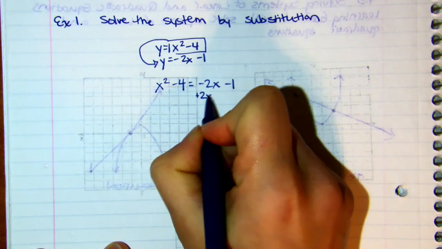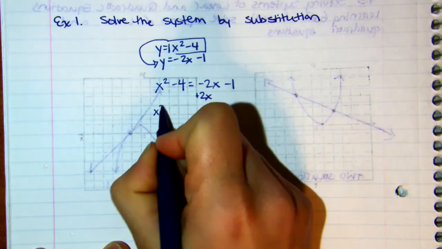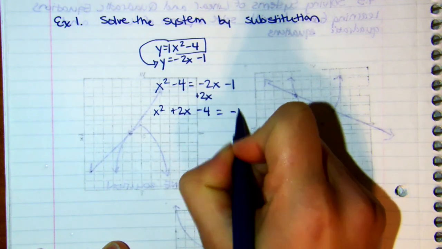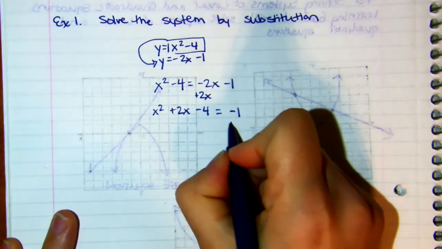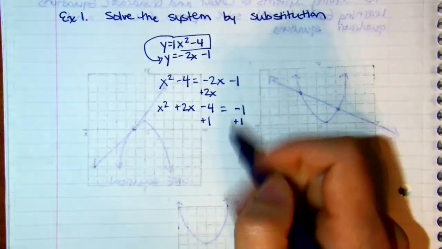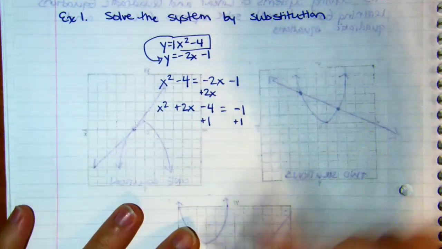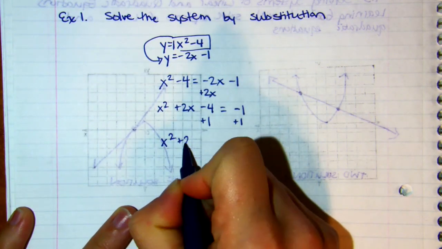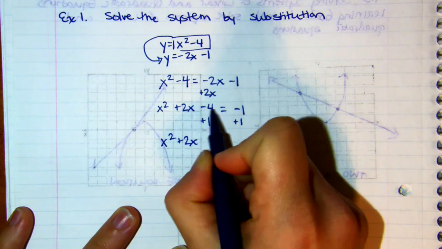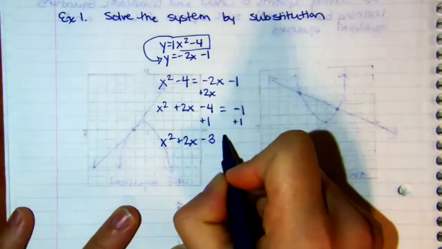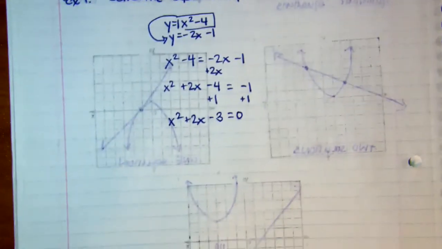So I'm going to add 2x. I have x squared plus 2x minus 4, and that's going to equal negative 1. And I'm going to add 1 to each side. Of course, you could have done that in one step, but I broke it into two to make sure you could follow what I was doing. So over here we have x squared plus 2x. I was taking away 4, but now I'm adding 1, so now I'm only taking away 3, and that's going to equal 0.